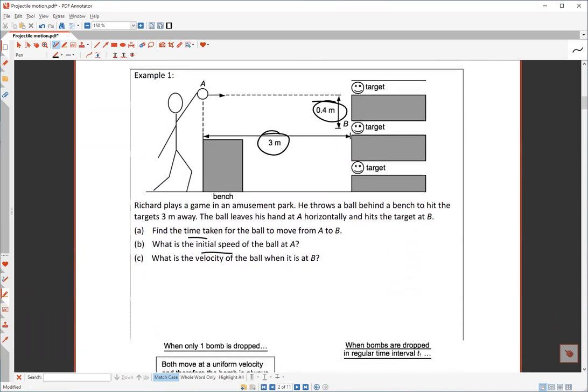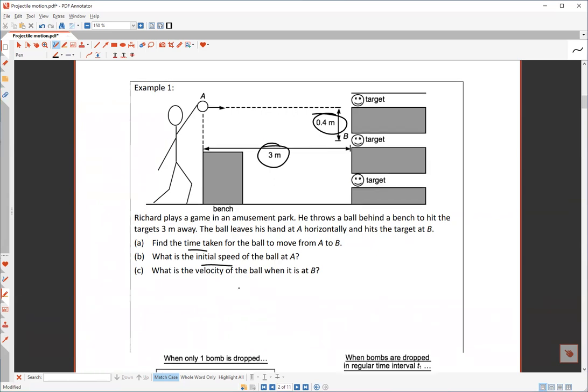And then actually I'm almost done. I'll give you time, maybe just five minutes. I think you don't need 5 minutes. You do part A and part B in this question: find the time taken and then find the initial speed of the ball at point A. Your time. Now I'll just write down those four equations here again.